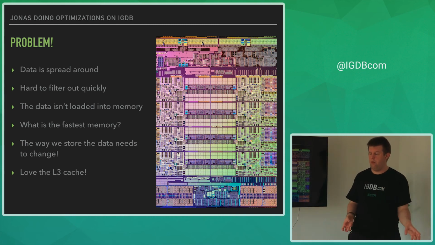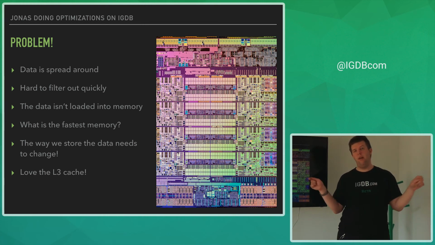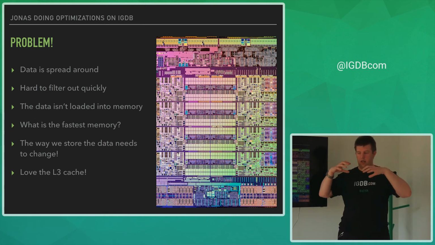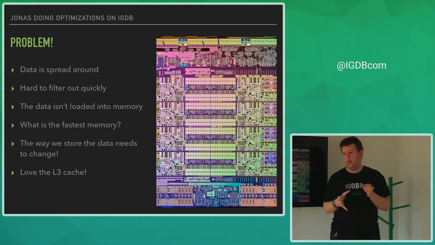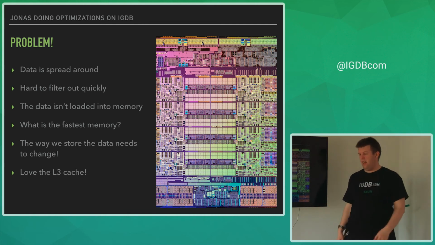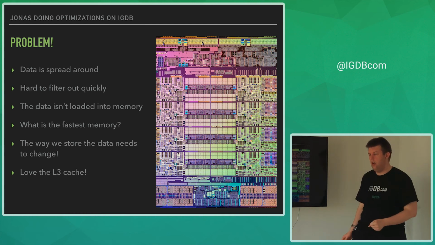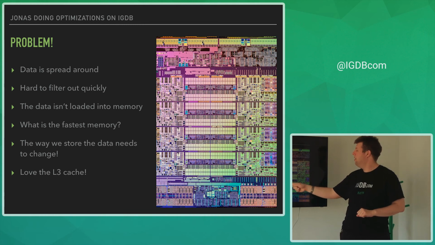So, the problem with both those cases was that data is spread around. So it's hard to filter them out quickly. And it's hard to know what the next data is going to be. So the data isn't loaded into memory that quickly. It needs to get it from RAM and so on. So what's the fastest memory in the computer? And today it's the level 3 cache, which is here.